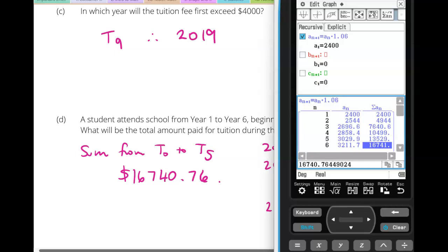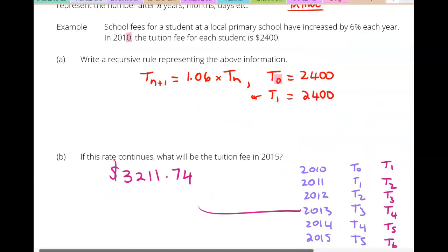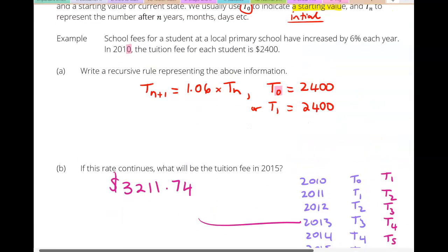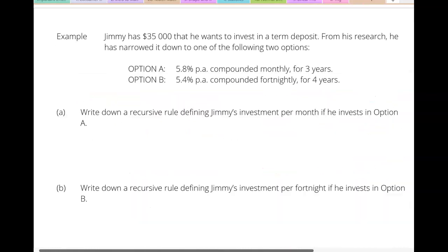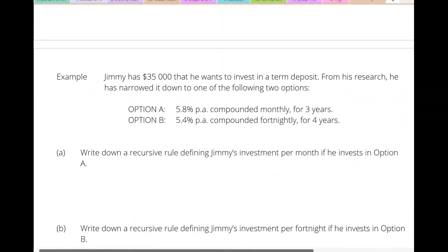So that wasn't a particularly good one in terms of using term 0, but helpful to match 2010, not helpful to match the year grade number. So either or there. This one might be better.